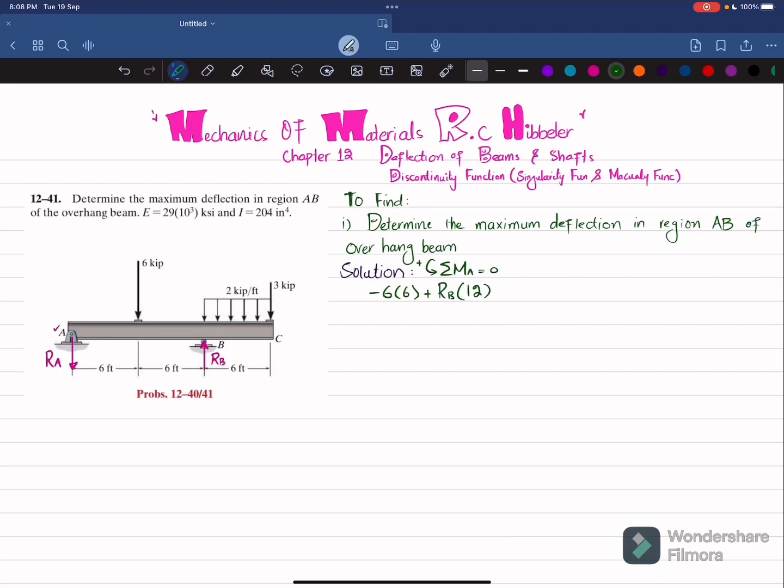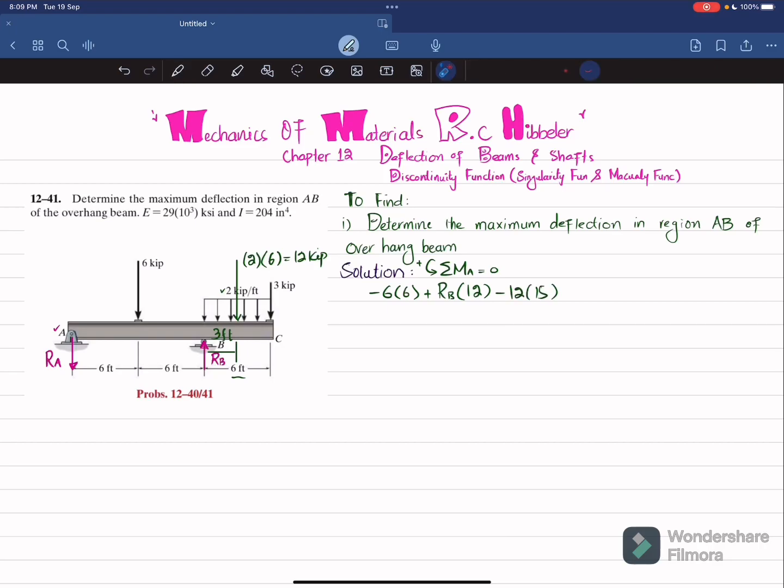Now the third moment is produced by the uniformly distributed load when it is converted into a point load. How will you convert it? The magnitude of the distributed load into its length gives the point load. That will be 12 kips, and it will act at half of this 6 feet, so it will be 3 feet. This force will produce a moment at a perpendicular distance of 12 plus 3, which is 15, and it is producing clockwise, so it will be negative. I will write minus 12 into 15.